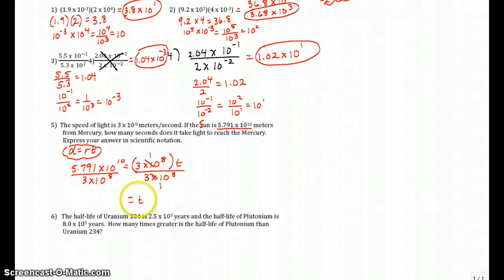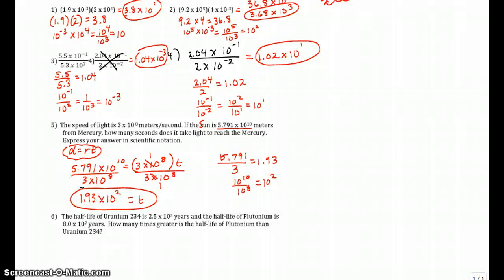You're left with time. And you simply take your 5.791 divided by 3, which gives you 1.93. And your 10 to the 10th divided by 10 to the 8th, and we do 10 to the second. So it's 1.93 times 10 to the second is your time. Now, that doesn't really make a lot of sense, and it's not a very big number. If you were to go 10 to the second, it would move the decimal 2 places, which means this answer is fine. You would need to write what you're talking about. This is seconds. Let's finish that first. 1.93 times 10 to the second seconds.